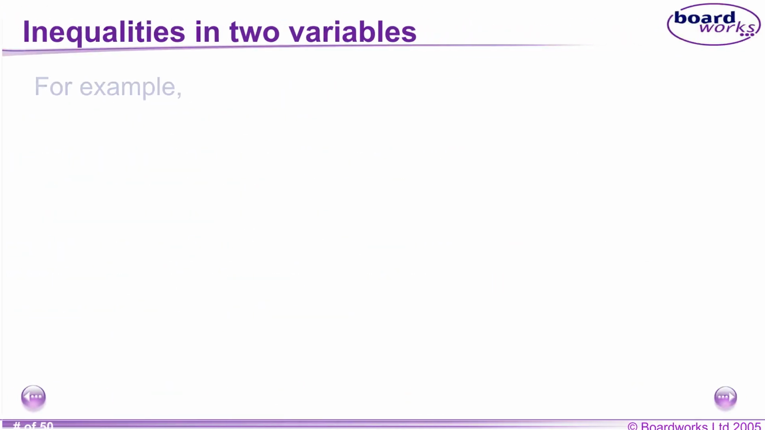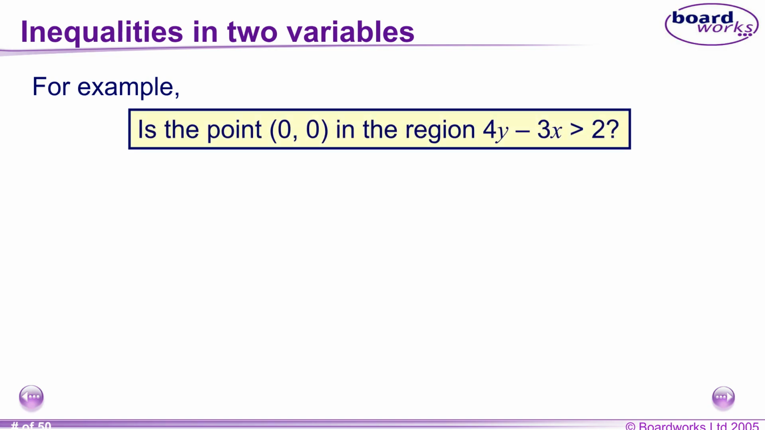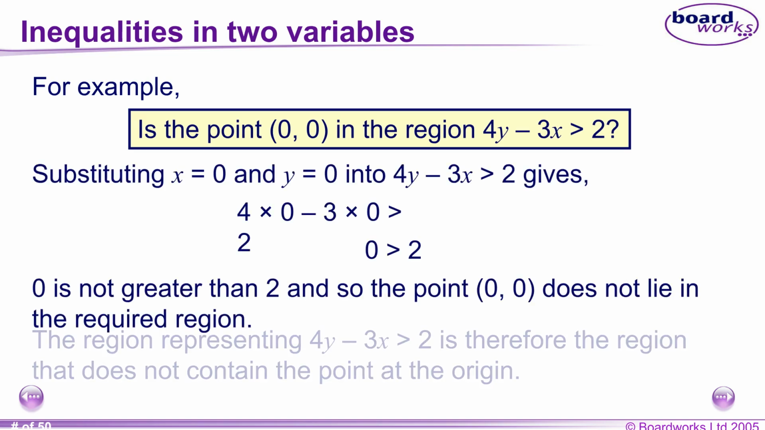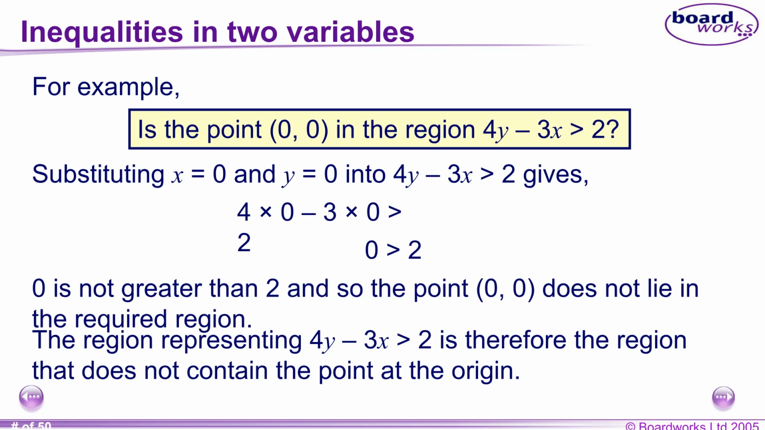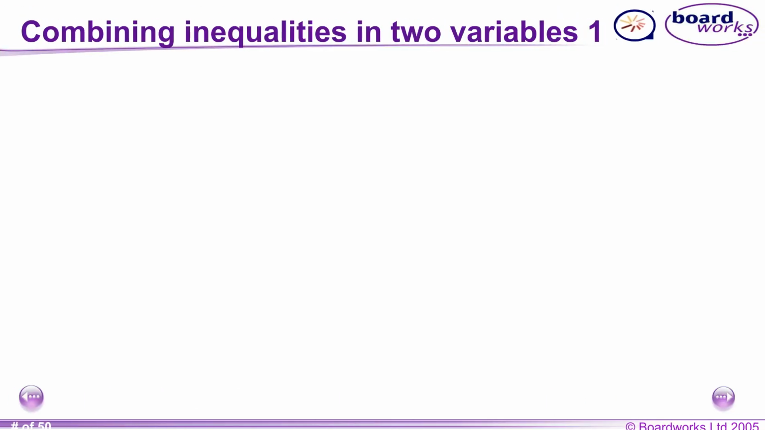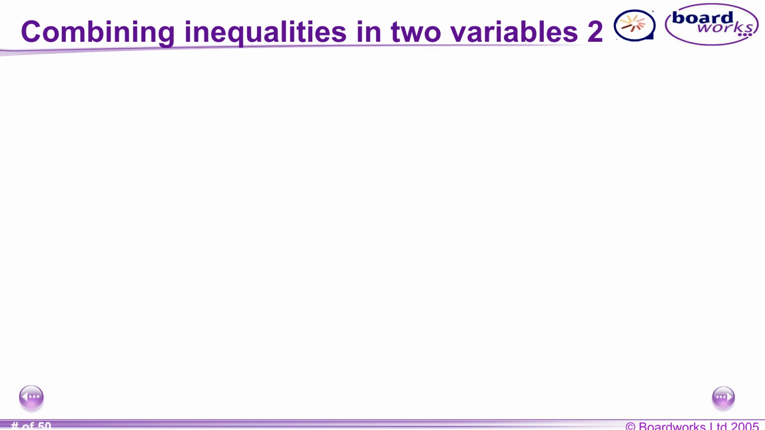Otherwise, it is not. To determine if (0, 0) is in the region for 4y - 3x > 2, we substitute x = 0 and y = 0. This gives 0 > 2, which is false. Therefore, the region representing the inequality does not contain the origin. This scene is an interactive activity for practicing shading regions based on inequalities in two variables. This activity demonstrates the effect of combining two inequalities with two variables. This activity demonstrates the effect of combining three inequalities with two variables.